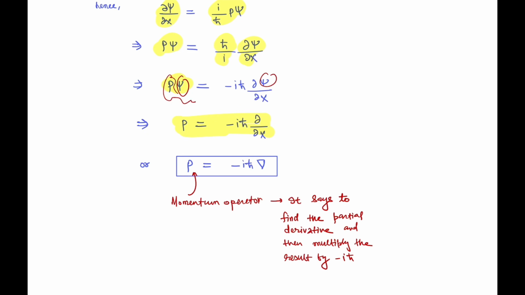Suppose you need to find the momentum, you just apply this mathematics to any kind of wave function and you will directly get the momentum. So this is what we call the momentum operator. It says to find the partial derivative and then multiply the result by minus i h bar to get the momentum.